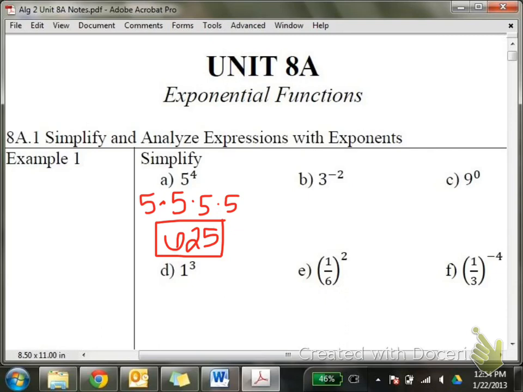Okay, so part B, 3 to the negative 2. Now remember, everything is over 1, and what does a negative exponent mean? Drop down. It has to drop down. So this is the same as 1 over 3 squared, which is 1 over 9.